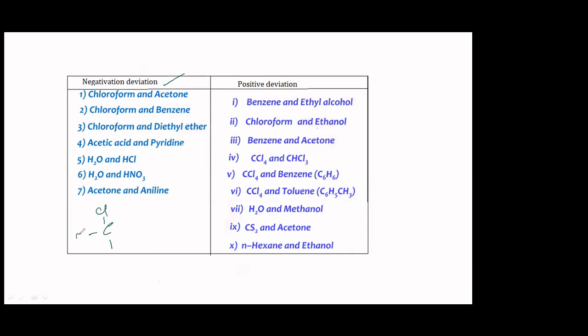This is chloroform, CHCl3, plus acetone. Acetone is propanone, which will be C double bond O, CH3, CH3. Now these two compounds are polar compounds. So independently, when they are present in separate bottles, you will see dipole-dipole interaction because they are polar. Dipole-dipole. Here also you will see dipole-dipole interaction.